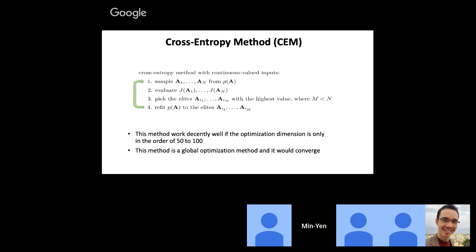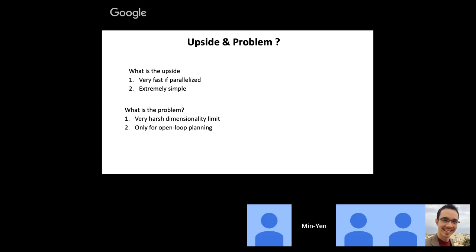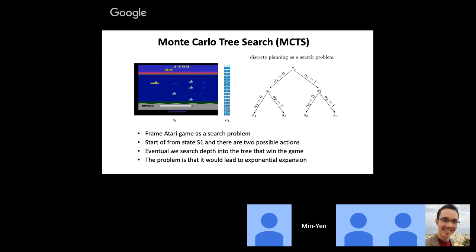That's a good point. Okay, then I thought he moved on to Monte Carlo tree search. This is basically for discrete planning. So we use it as a search problem. He was using this Atari game as an example for a search problem. So what happened there, you start from state S1 and there are always two possible actions because for this game it's only left and right. You can't go anywhere. Eventually, we will search deep into the tree to win the game.